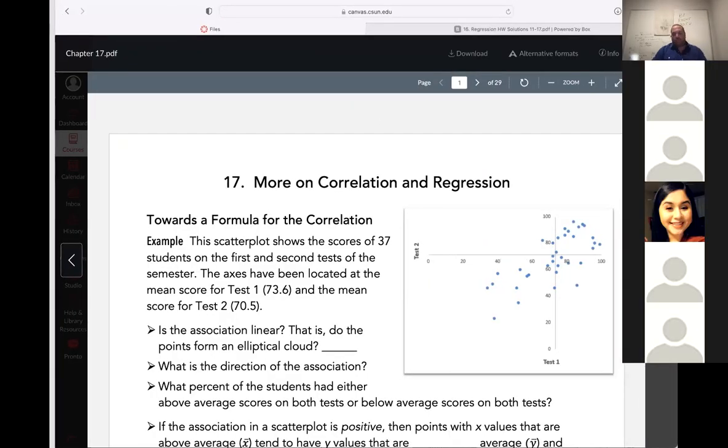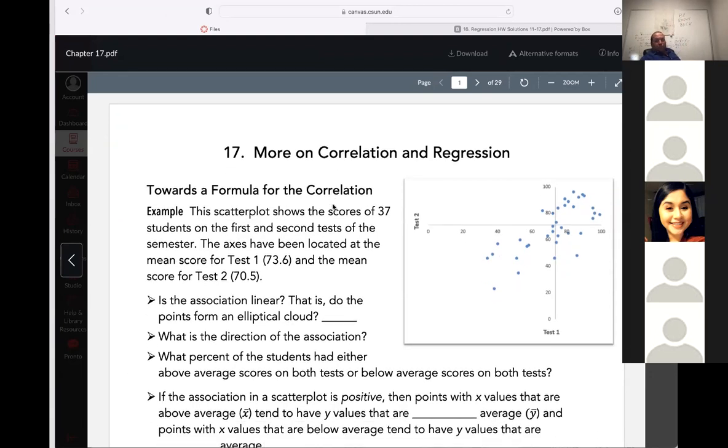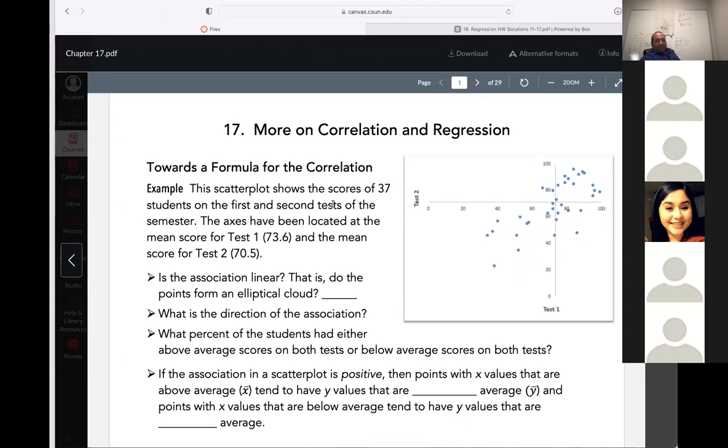The last two chapters, 15 and 16, were on correlation and regression. Correlation was how associated two different variables are linearly. And then regression was all about making the line that connects them. So now we have a further chapter that is on both correlation and regression, entitled More on Correlation and Regression. It's one of those chapters that you really don't have to guess what it entails. It's kind of obvious. So let's look at this scatter plot here.